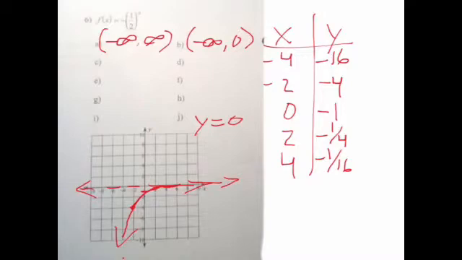C is asking where's the x-intercept. Well, it never crosses the x-axis, so that doesn't exist. Where's my y-intercept? It's right there. It's the point 0, negative 1. The y-intercept is the point where your x is 0.